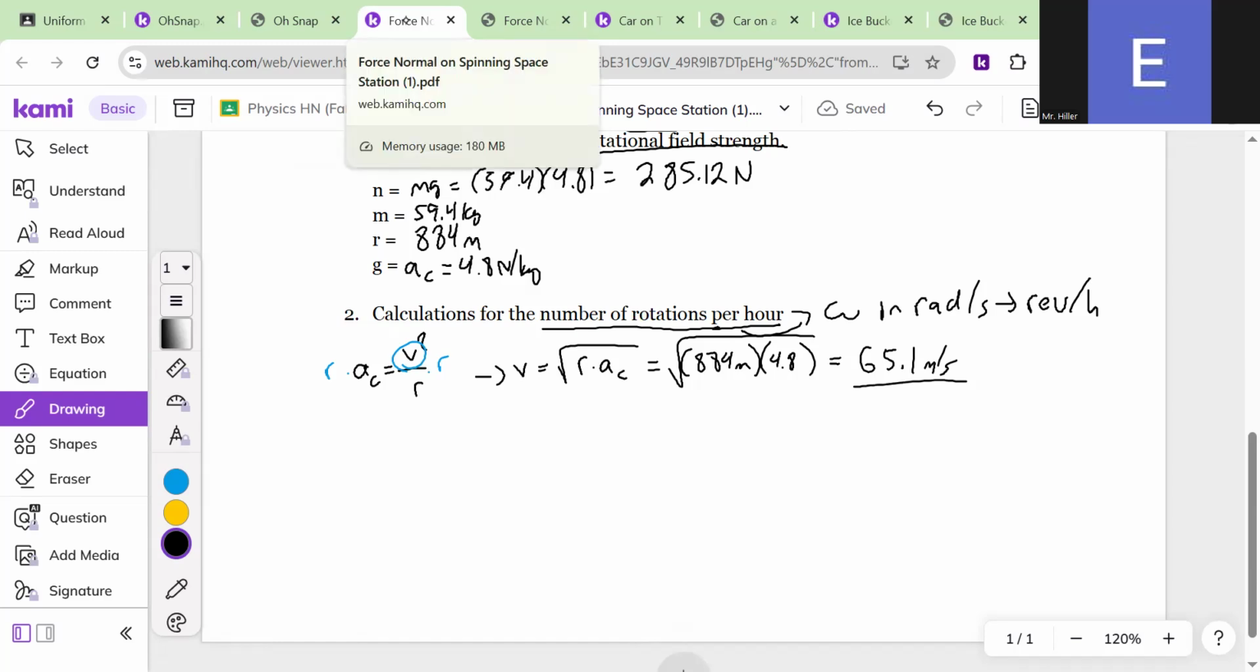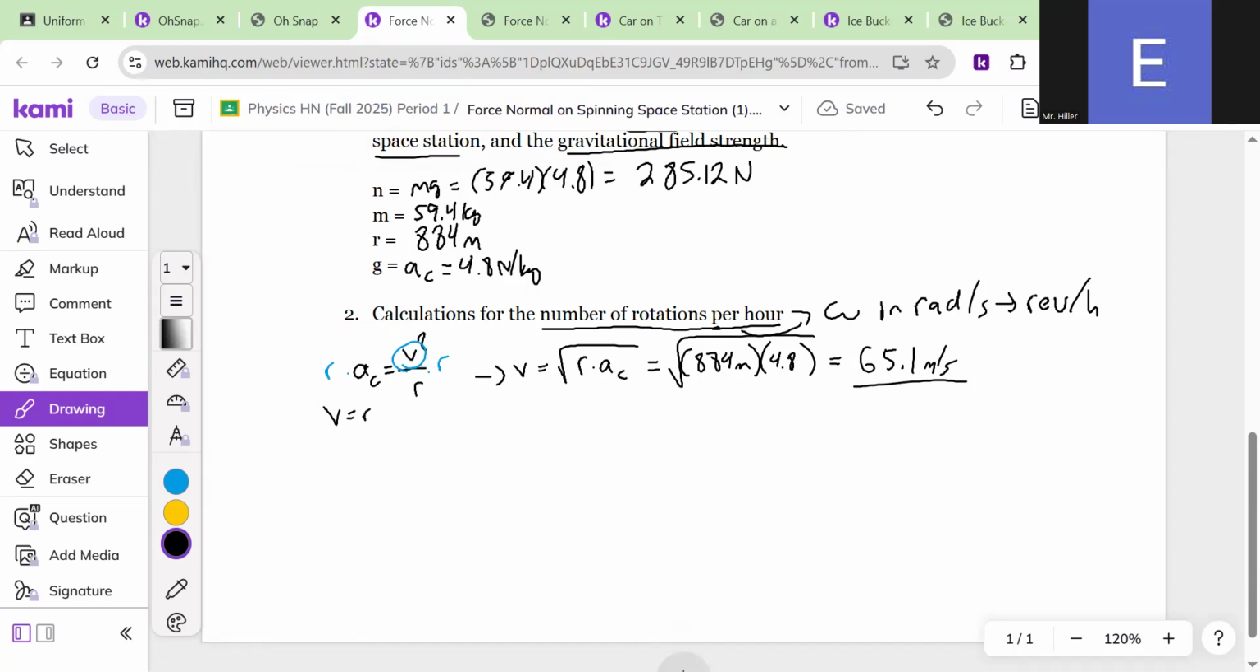That's not the answer, because we have to find omega in radians per second and then convert that to revolutions per hour. So if you recall, v equals r omega, so omega equals v divided by r. So I'm going to go 65.1 meters per second, divide that by 884 meters.